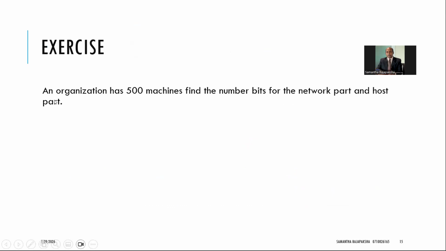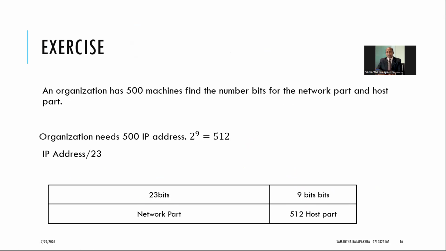As an example, let's say we have 500 machines. Then how do you identify the network part and the host part? For that, you find the closest 2 to the power for 500, which is 2 to the power 9. There should be 9 bits for the host, then 23 bits for the network. Like this, you must be able to do the calculation.